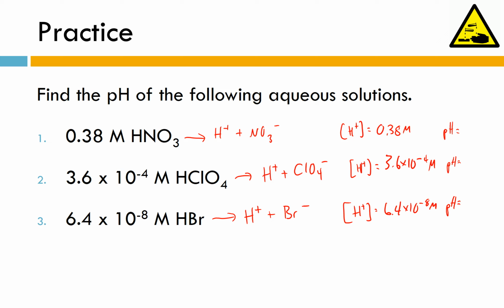So check and make sure you've got the same dissociation equations. As we talked about on the previous slide, the concentration of H plus for a strong acid is pretty easy to come up with. It's going to be the same as the concentration of the original acid. Finally, we're going to plug into that formula. Negative log of the H plus ions is going to be equal to pH. So you can check your math. For question number 1 with nitric acid, you end up with very low pH of 0.42. Remember, there are no units for pH. For our perchloric acid, we got a pH of 3.4. And finally, for our hydrobromic acid, we got a pH of 7.2.